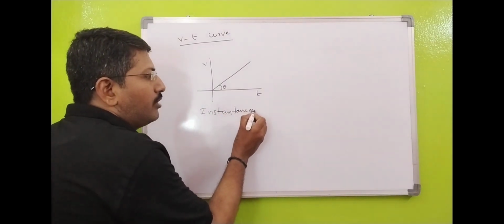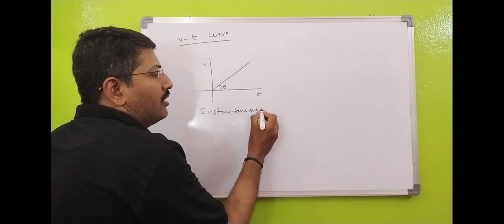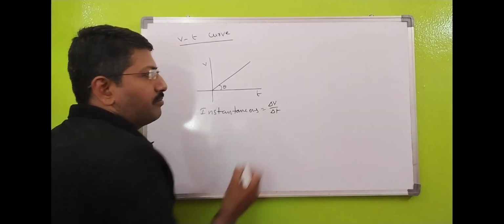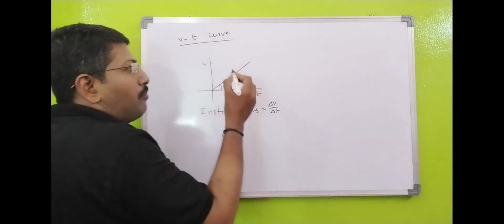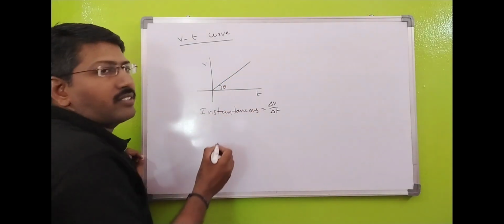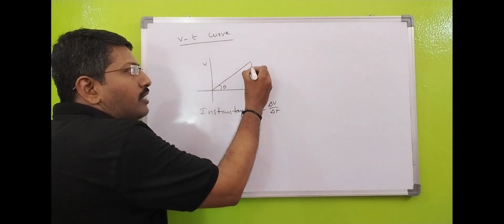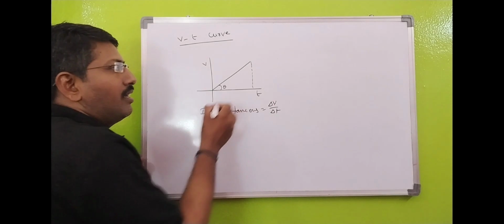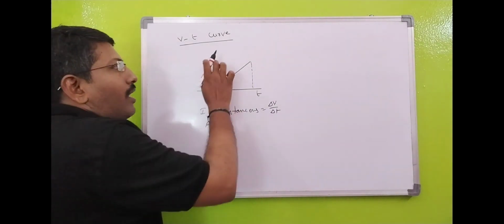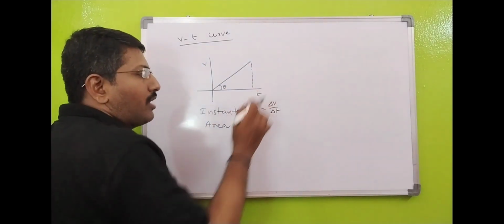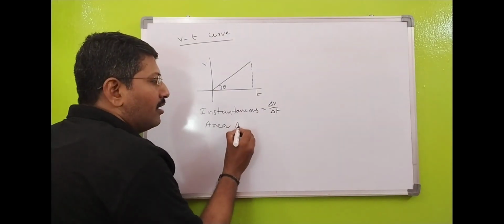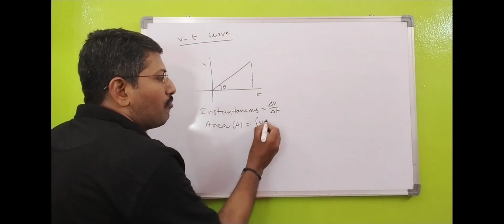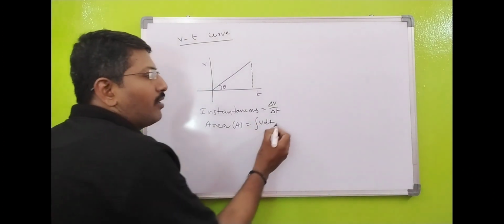Instantaneous acceleration is simply delta V by delta T. Next, very important, see here, this is the acceleration. If anybody asks the question, what about area? A graph drawn between velocity on the y-axis and time on the x-axis, that area simply represents the integration of V dt. This value represents displacement.